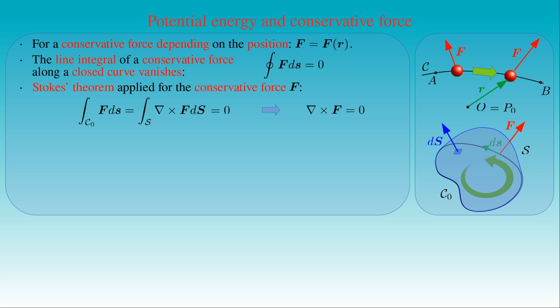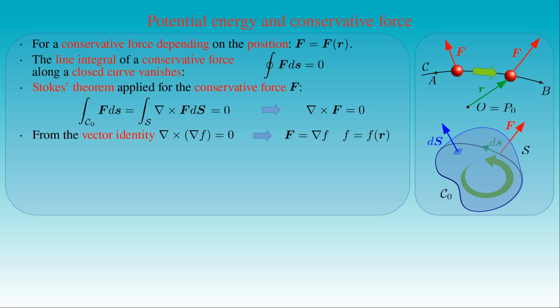By applying a vector identity stating that the curl of the gradient of any scalar function f vanishes, we can assume that the conservative force F can be written as the gradient of some scalar function f depending on the position vector r. In fact, we can demonstrate that the function f is determined by the potential energy of any point mass moving under the influence of the force F.